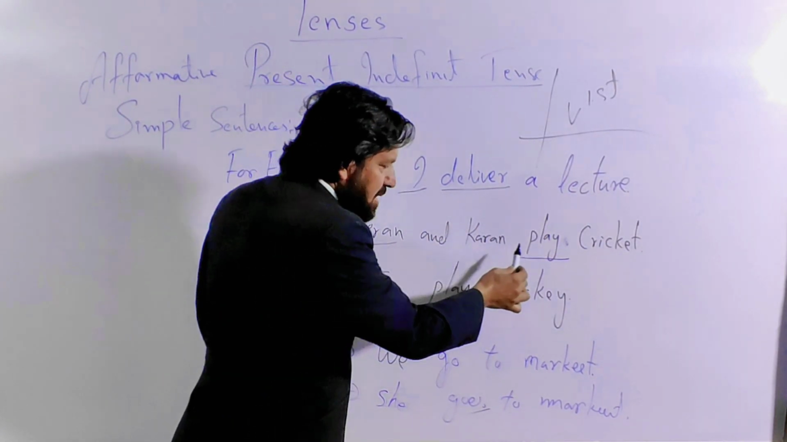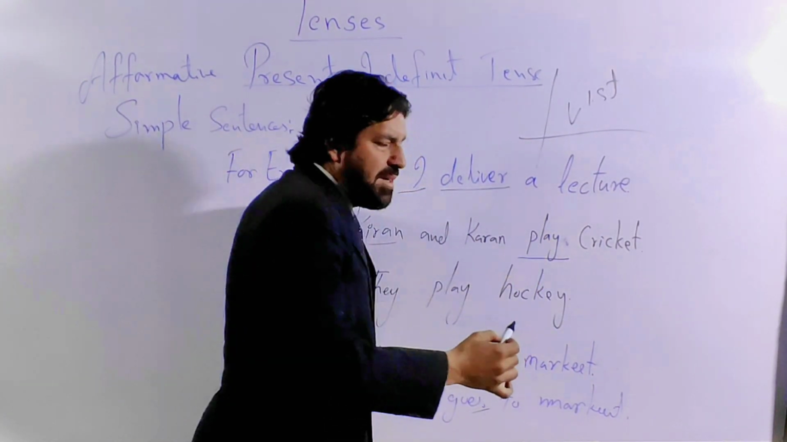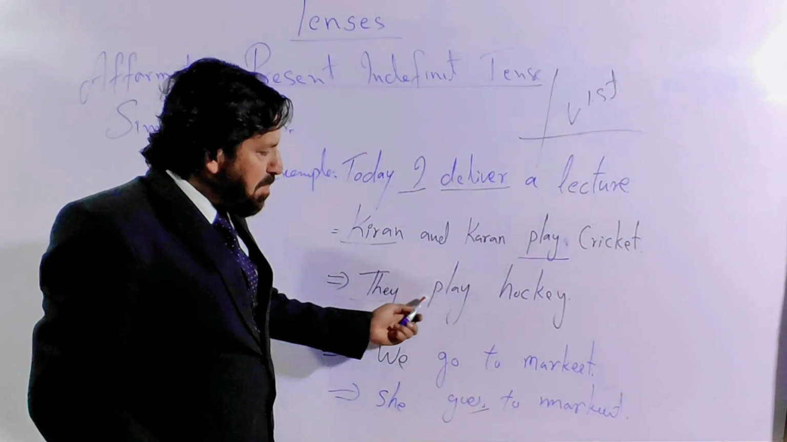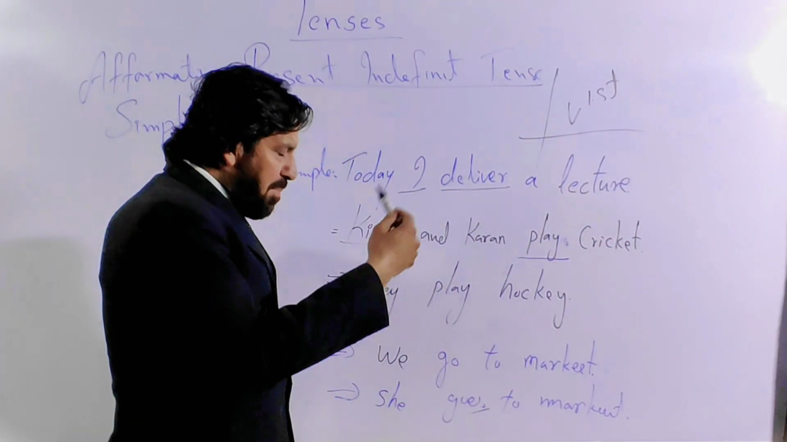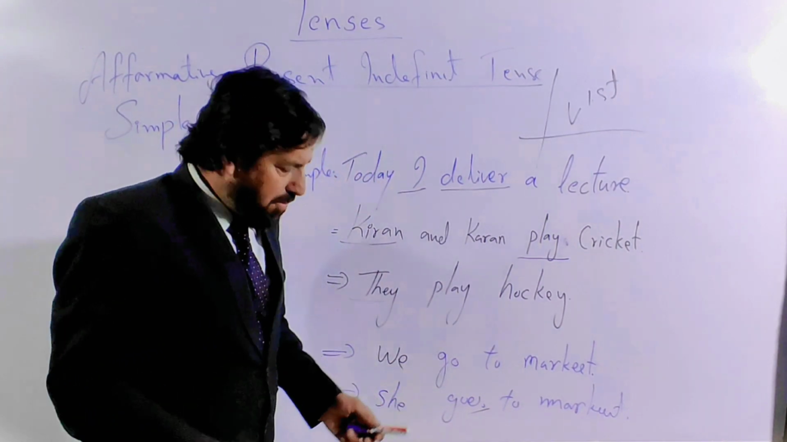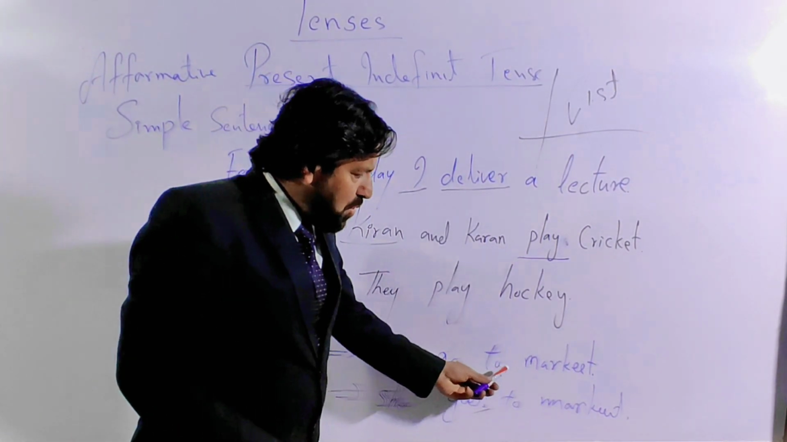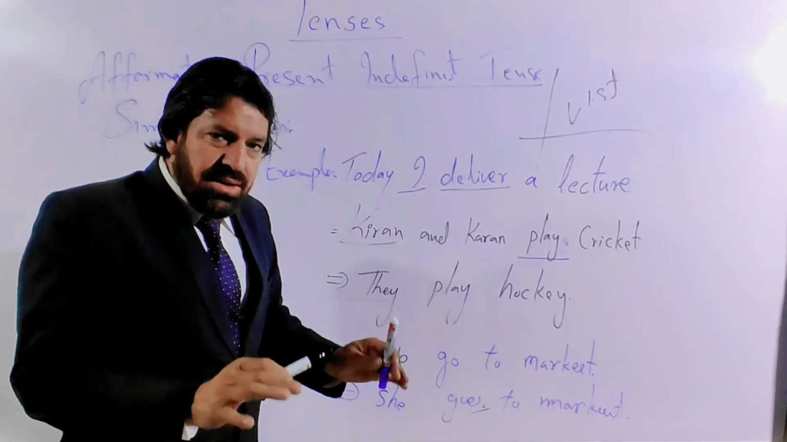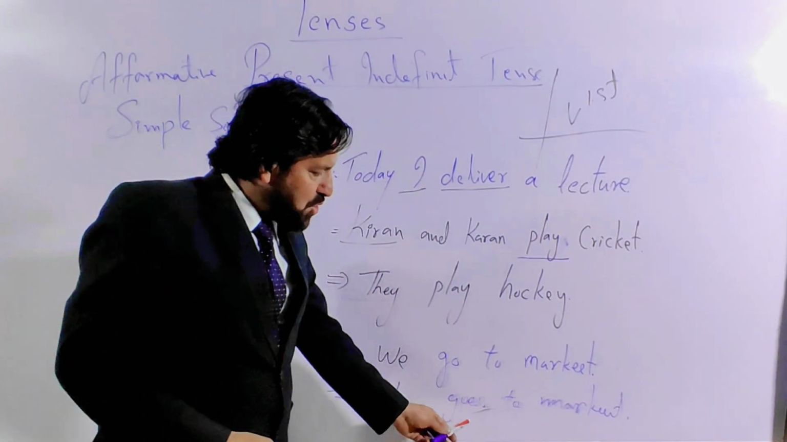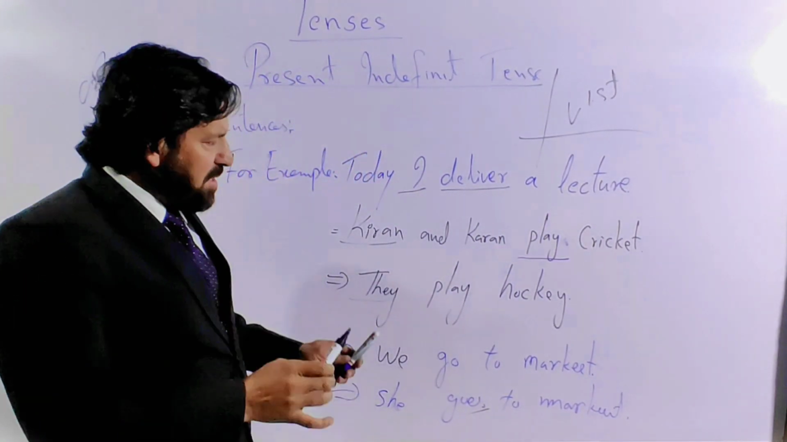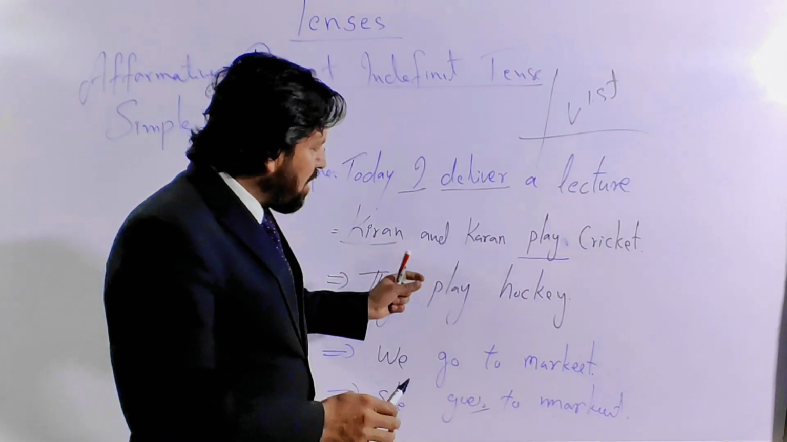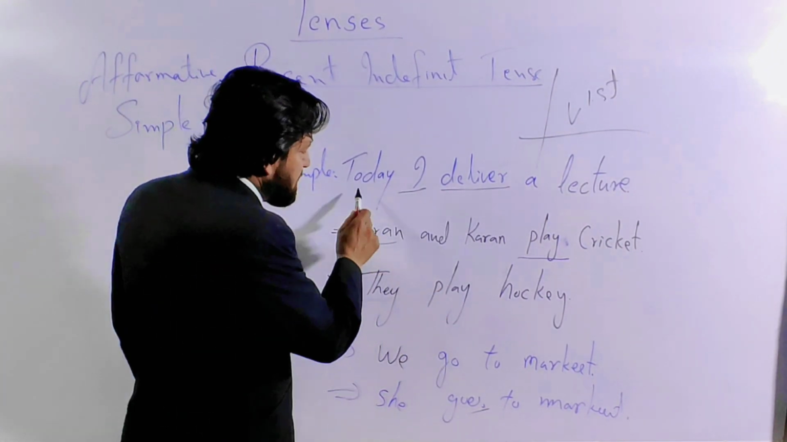Kiran and Karan play cricket. So play is your first form of verb. And they play hockey, right? They play hockey. Play is your first form of verb. Again, we go to market. Go is your first form of verb. She goes to market.